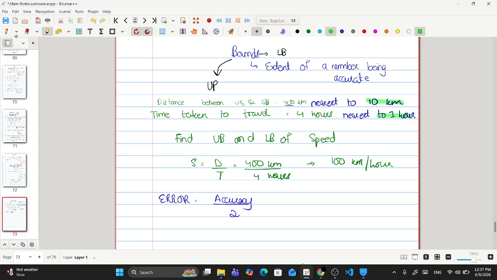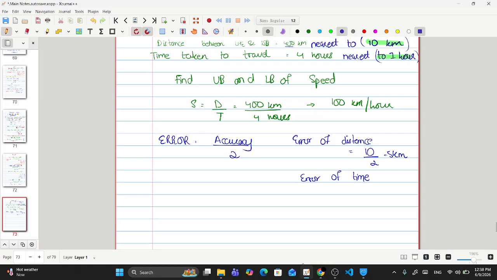So what does this do? This tells us the extent of accuracy. In order to find the error in it, we divide the value by 2. So if you want to find the error of distance, that becomes 10 over 2, which is 5 kilometers, isn't it? And if you want to find the error of time, how much does that become? 1 over 2 hours is basically 30 minutes. So 1 over 2 becomes 0.5 hours.